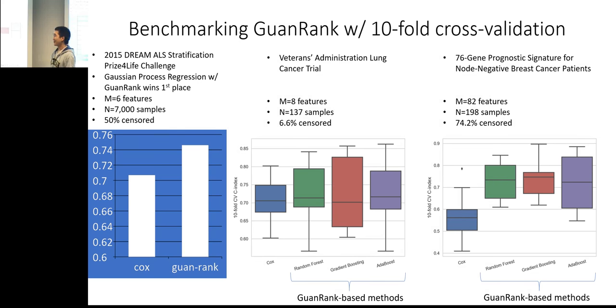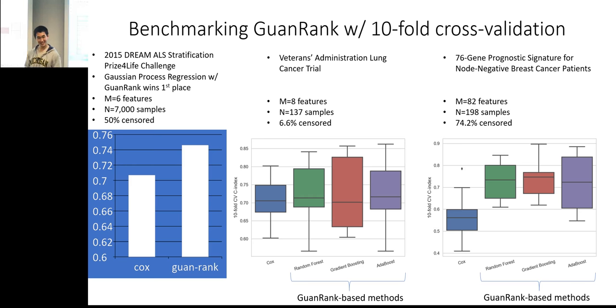But then, fortunately, this is machine learning. There's always another data set out there. So I looked for another data set in the same library, and I found the 76 gene prognostic signature for node-negative breast cancer patients. This is a more crazy data set. It has 82 features, 198 samples, and 74.2% censored. And lo and behold, all the GuanRank-based methods do a lot better than Cox. In fact, I can confidently say that on average, the difference between the GuanRank models and the Cox models is even more staggering than what you saw in the Dream Challenge over here. So, yay! We justified our existence for writing the algorithm.